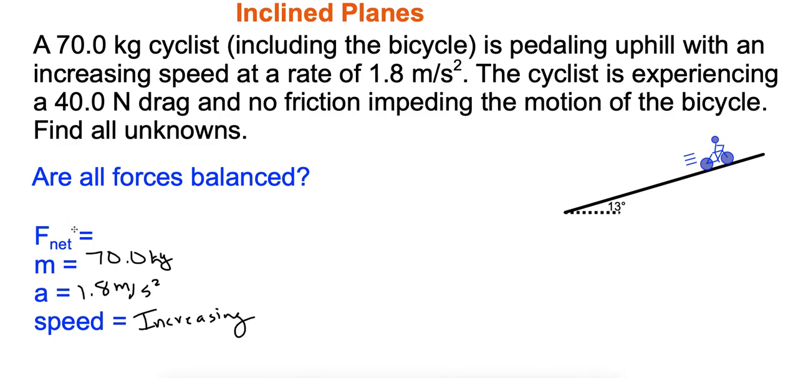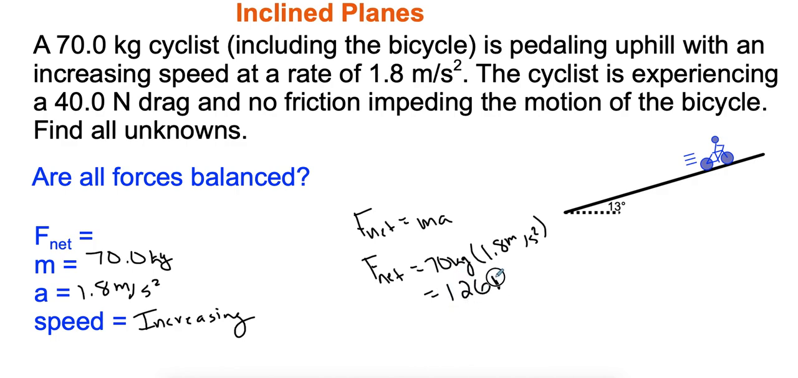Okay, so we can find the net force pretty easily for this problem because we're given the mass of the person and we're given a rate. So really, right away, if we wanted to figure out the net force, we know that net force equals mass times acceleration. So we have F net equals 70 kilograms times the acceleration, which is 1.8 meters per second squared. So you just take 70 times 1.8, and we'll have the net force, which is 126 newtons.